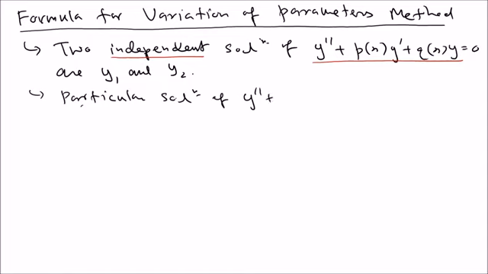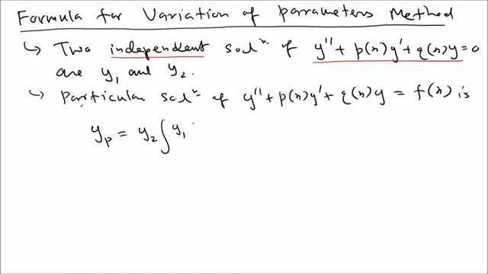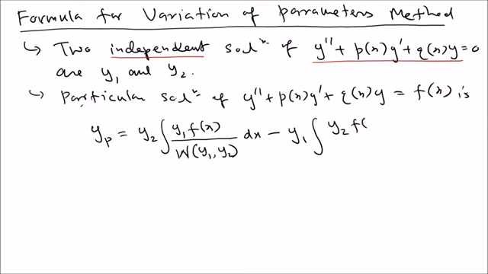a particular solution of y'' + p(x) y' + q(x) y = f(x) is given by y_p equals, it is simply, u2 y2 times y1 f(x) over the Wronskian W(y1, y2), order matters, minus y1 times y2 f(x) over the same Wronskian W(y1, y2) dx.